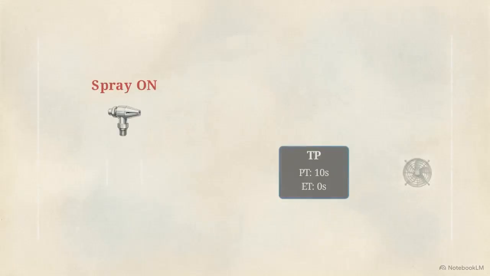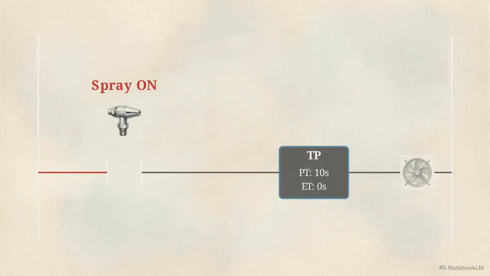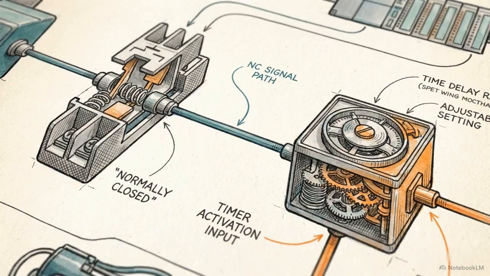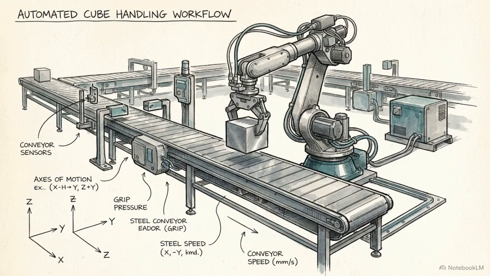We want the fans to start the exact moment the spray stops. To do this, we use a normally closed contact linked to the spray nozzle. When the spray timer finishes and turns off, the switch snaps back to its closed position, instantly sending power to the next block. This initiates our second TP timer, preset to 10 seconds, keeping the drying fans running. Linking a normally closed contact to the previous step's output is the most reliable way to chain sequential actions without requiring a human operator to push another button.